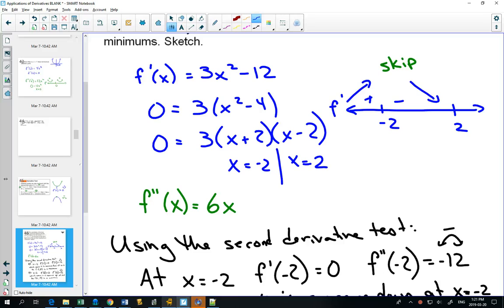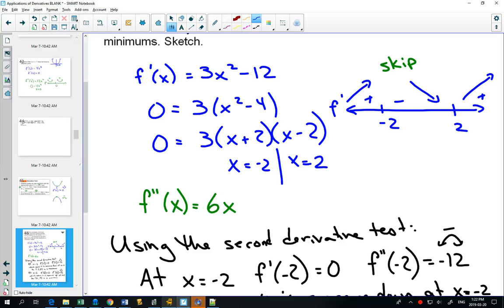Did we find out that at -2 we had a local maximum? Yes, we did. If we plug in something larger than 2, it's positive again, increasing. Did we find out at positive 2 it was a minimum? Yes. Okay? That's the first derivative test. So I tried not to do it right away, because we're supposed to do the second derivative test.